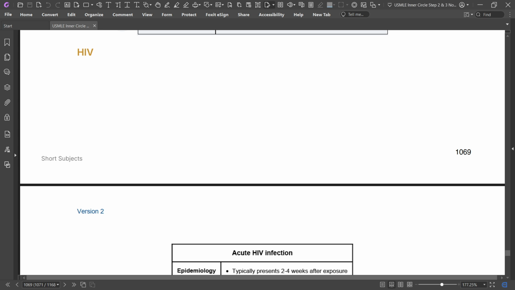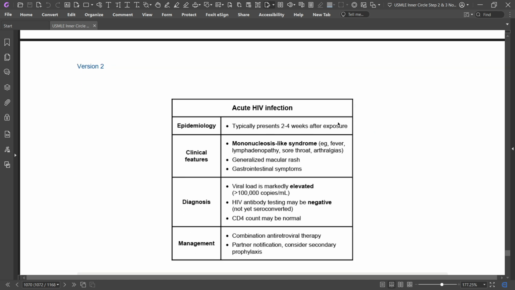In a very easy manner, we will discuss the USMLE Inner Circle book. The USMLE Inner Circle PDF is a masterpiece PDF for the Step 2 exam, where you will get everything in a concise manner, and it is very high yield for the upcoming USMLE. Okay, let's start with infectious disease part 2.